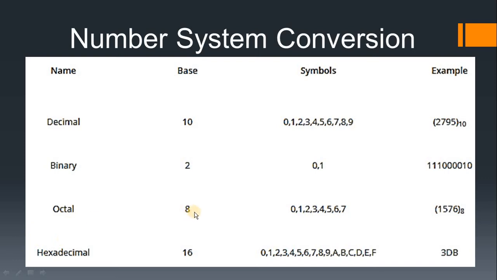Next one is octal. There is a base 8 because we have a total of 8 symbols, from 0 to 7. It is represented like this and the base is 8. In hexadecimal we have a total of 16 symbols, so the base is 16.